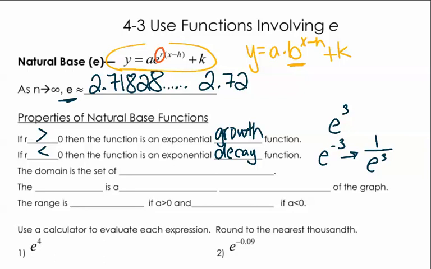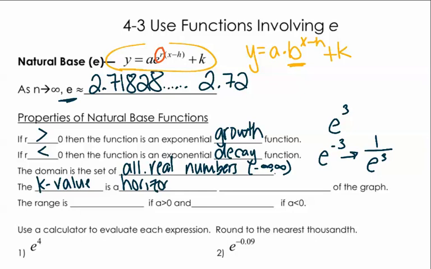The domain is going to be all real numbers, just like yesterday. So remember, we're going to say that that's from negative infinity to positive infinity. And then just like with exponential growth and decay, your k value is going to be a horizontal asymptote. And then your range is going to be found the exact same way. So your range is going to be from k to infinity if it's positive, and from negative infinity to that asymptote if it's negative.